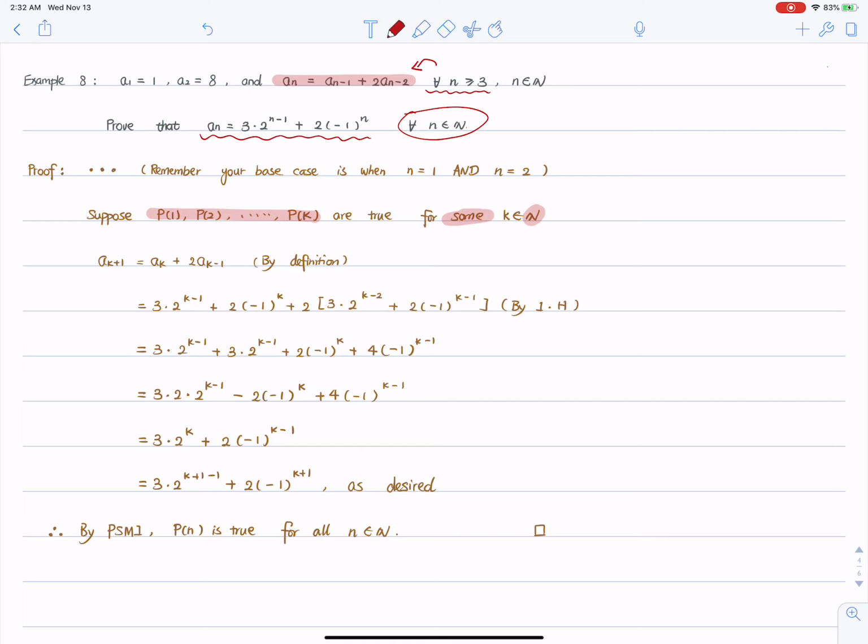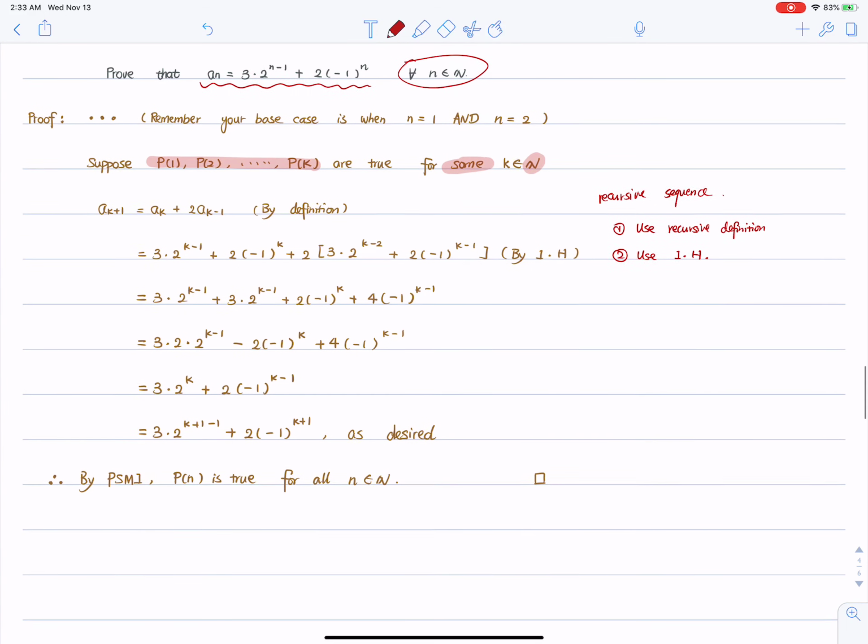Recursive sequence. When you see this type of question, in your inductive step, usually your recursive definition would be your first step. And your second step would be you need to use your hypothesis. Usually, those two are the first two steps of a recursive sequence inductive step. And as you can see, that's what I did here.